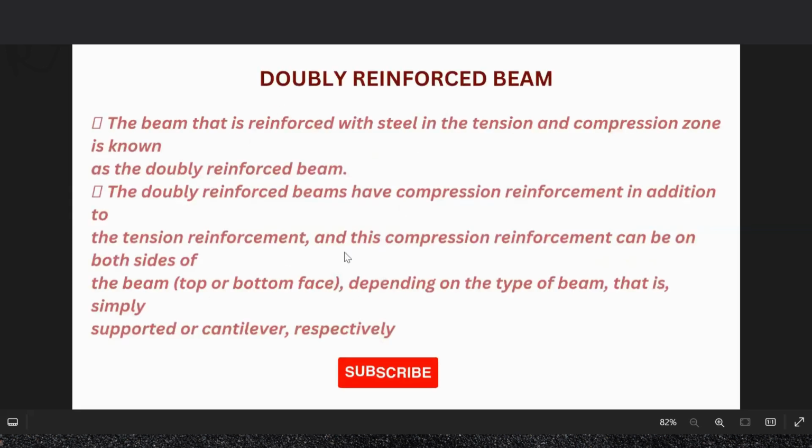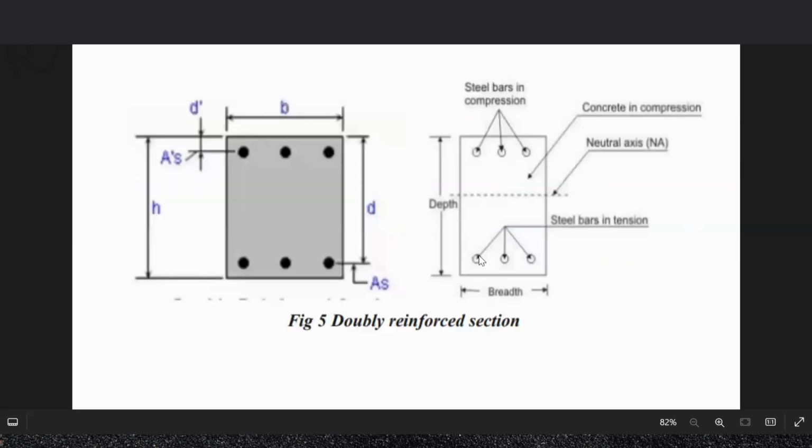Now, the doubly reinforced beam. As I have told you, if the steel is provided in both the tension and compression zones, we call it a doubly reinforced beam. And lastly, this is the diagram.